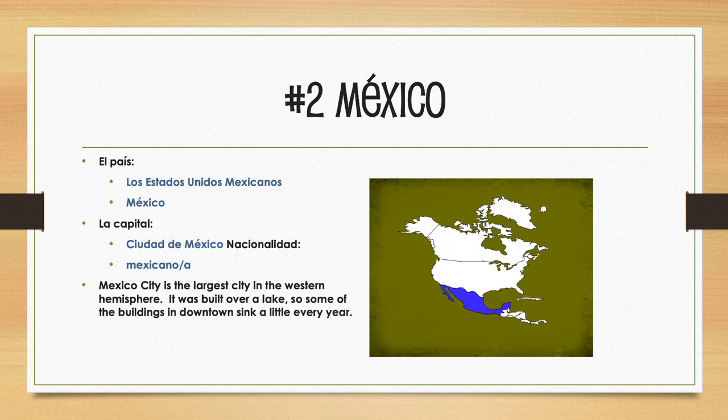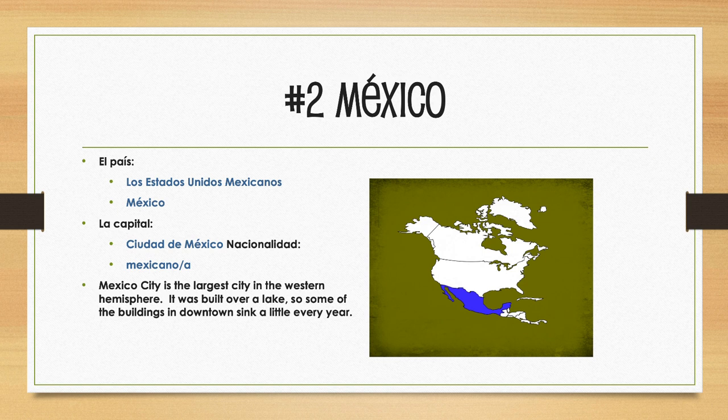All right, moving on. Our second country in North America is Mexico. In Spanish, it's pronounced Mexico. The official name of the country is Los Estados Unidos Mexicanos, the United Mexican States, because United States just means that it's a country made up of states, as opposed to, Canada is made up of provinces and territories, right? So Mexico is also the United States of Mexico.